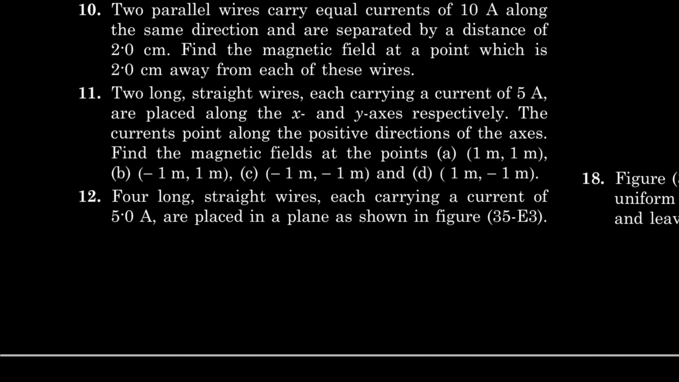In question 11, the currents point along the positive direction of the axis. We need to find the magnetic field at various points. Solution 11, A part. In A part, both are oppositely directed, hence the net magnetic field will be 0, because one is in one direction and the other one is in the opposite direction.